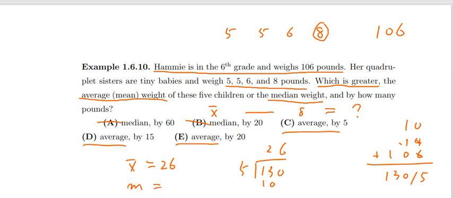and the median is 8. So 26 minus 8 equals 14. No. Let's say 8 or 18. Yeah, so we say we should choose 20.